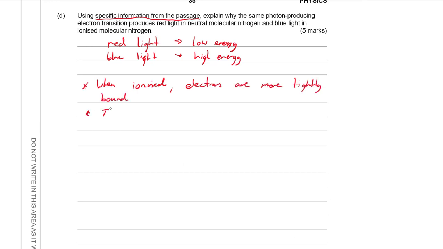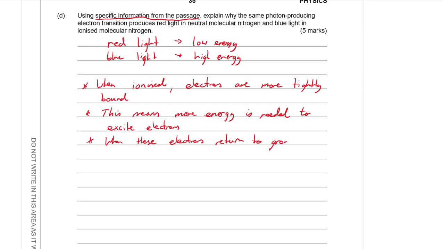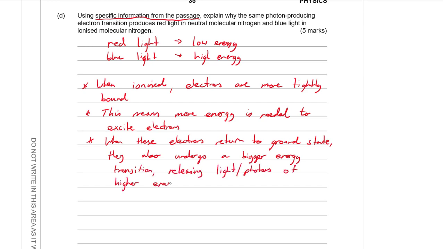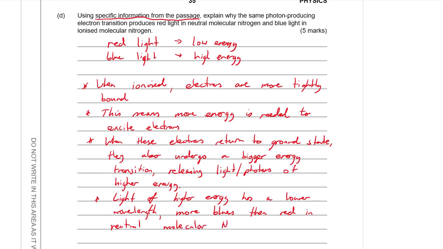and then going further into that, I'm saying that this means that it requires more energy to excite those electrons from the plasma, and if they do get excited, they need to come back down, and as they come back down, they're going to undergo a larger energy transition. So as they come down through a larger energy transition, they're going to be releasing photons with more energy, more frequency, and therefore a reduced wavelength, so more bluish light is going to be released when compared to, say, neutral molecular nitrogen, where, as they say, the electrons are not as tightly bound.